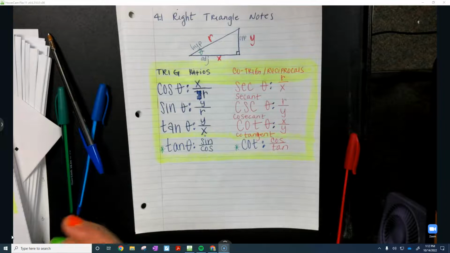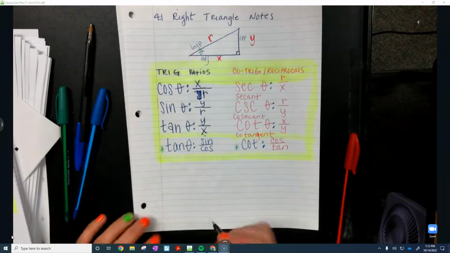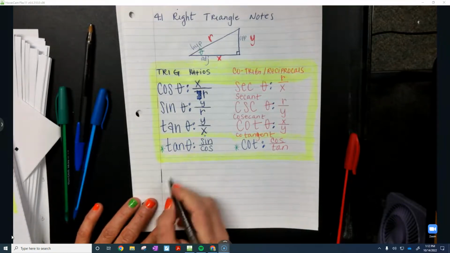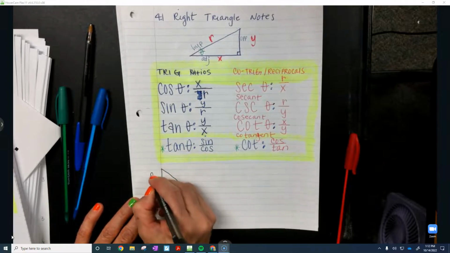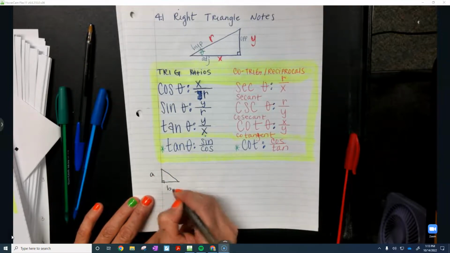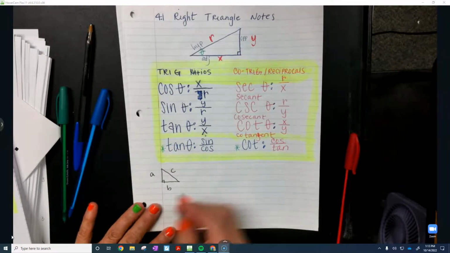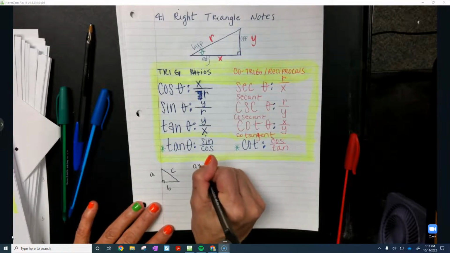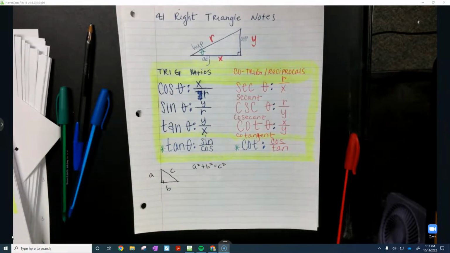And with a right triangle there is always the Pythagorean theorem. So sometimes, especially for the next couple of days, we're going to use our ABCs to find some missing sides. So just remember this is a, b, and c. And remember to find the sides, the Pythagorean theorem is a squared plus b squared equals c squared. You're going to be using that today.